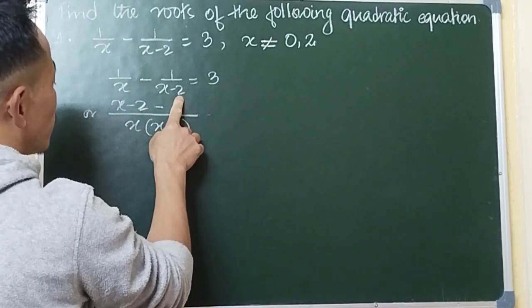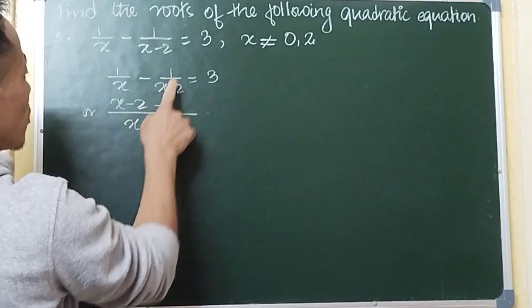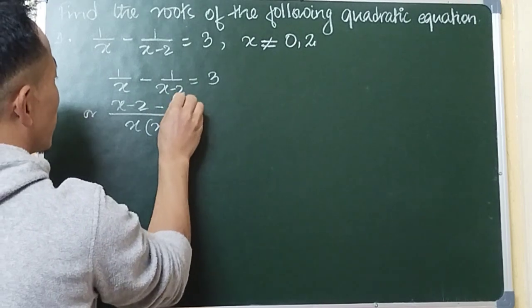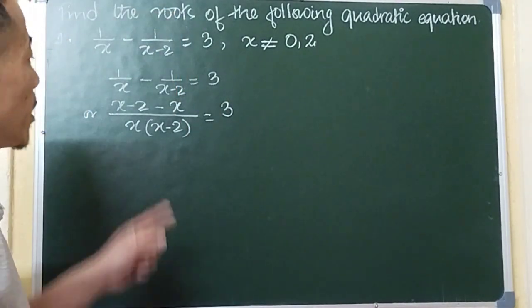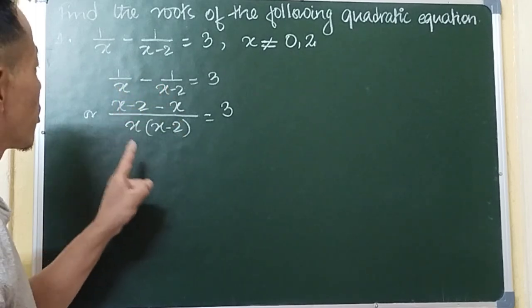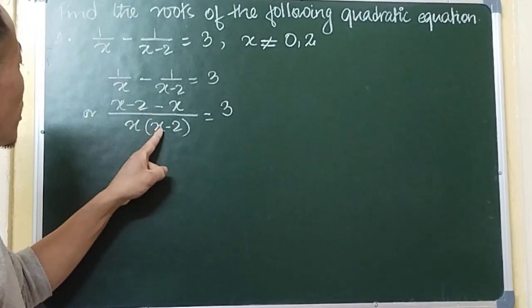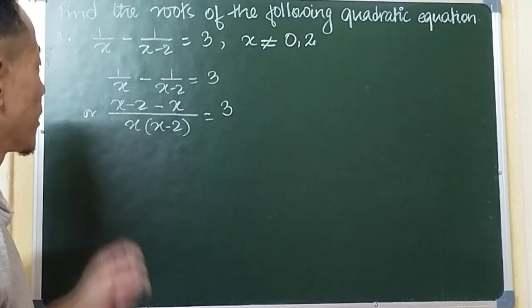Here in the denominator for the second term, we already have x minus 2. We don't have x, so this one has to be multiplied with x. So x into 1 gives us x. And on the right hand side we have 3. So we have just taken the LCM of x and x minus 2, and then we have multiplied 1 in the first term with x minus 2 and 1 in the second term with x. That is simply taking the LCM.